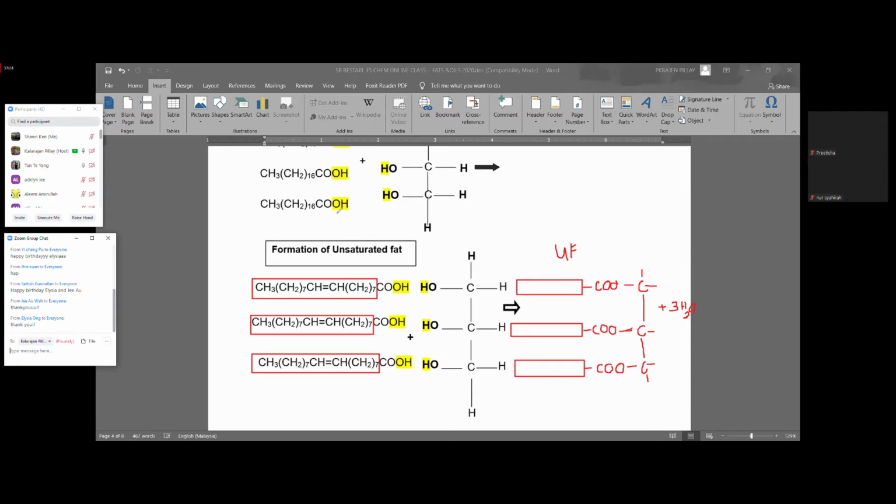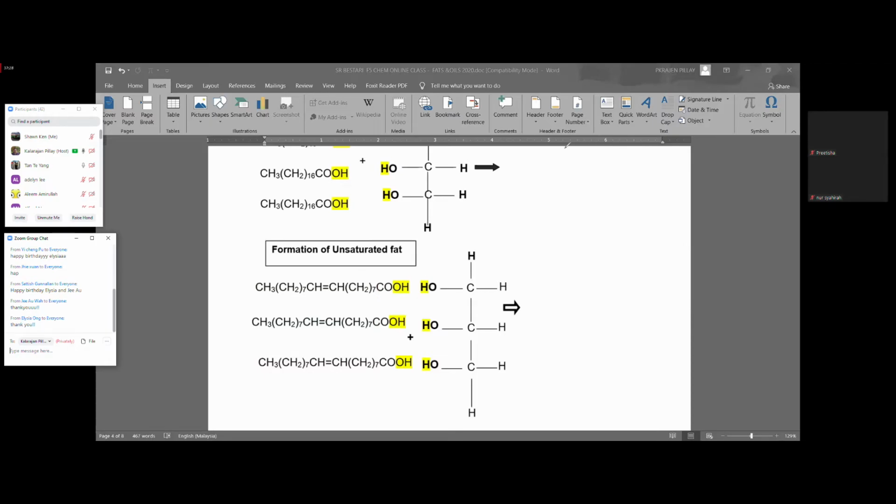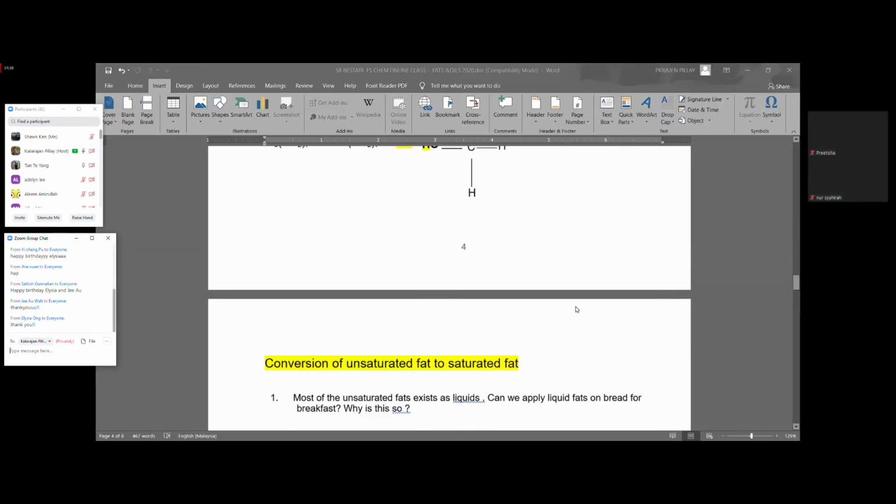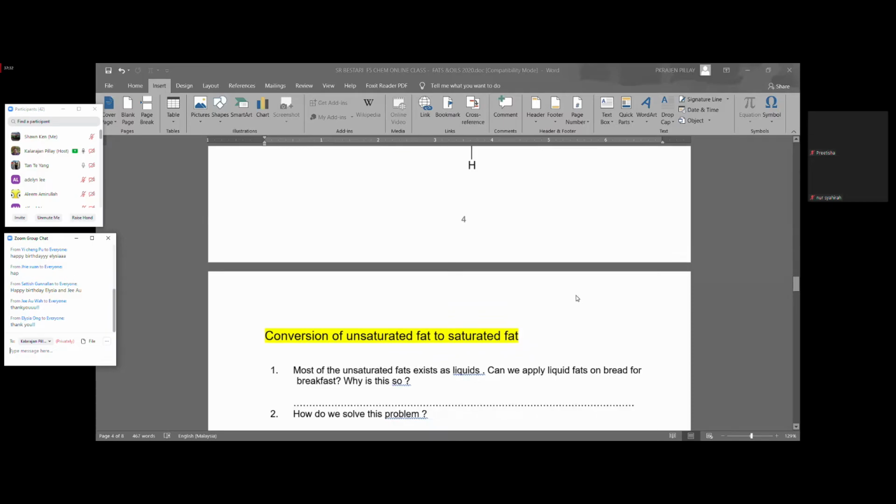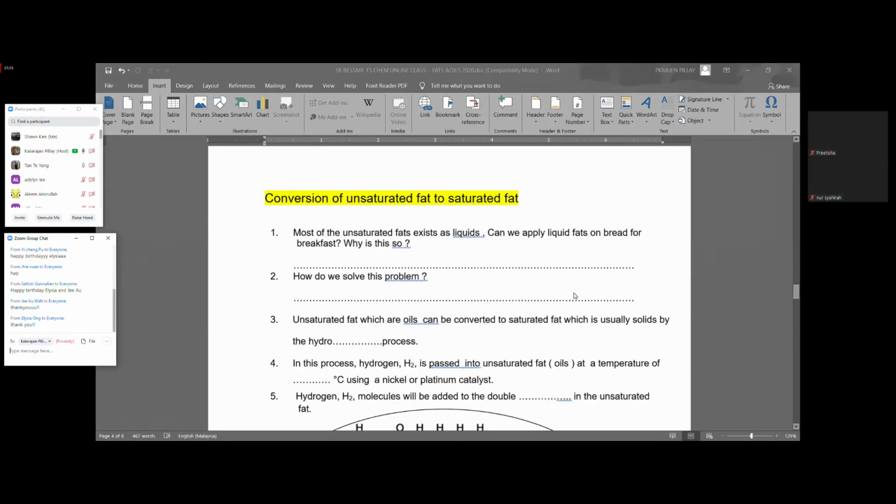Okay, you understand? All right. So I will clear and I'll go to the next part. The next part is very important. Now we have unsaturated fat. We are converting it to saturated.